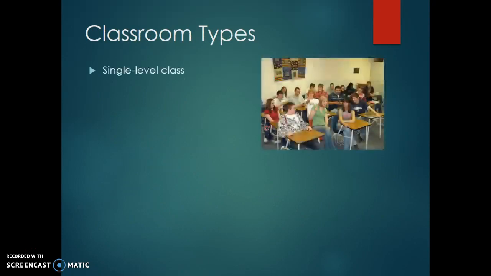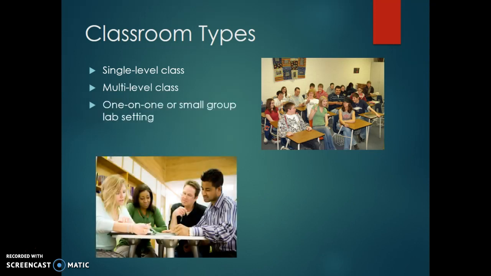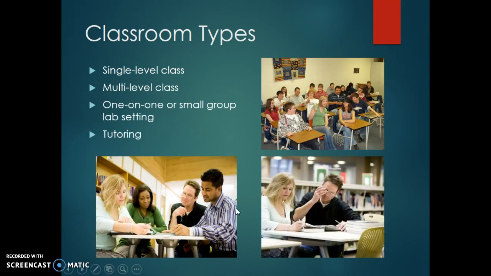Different classroom types. There are single-level classes where all the learners have been tested within a specific level range, and everybody's more or less the same level, or multi-level classes where you're teaching levels of 2 or 3 levels at the same time. Very challenging. You might be teaching in a one-on-one small group lab setting or even one-on-one tutoring. Now look at the tutor in both of these pictures. Same guy, right? But notice he's sitting with the students. He's not standing up in front of them. He's not lording over them. He's sitting down next to them. And that's a very powerful dynamic in a lab setting.